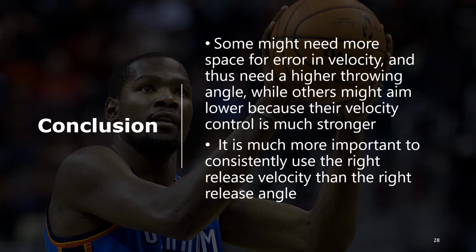The biggest thing that we learned from this is the relationship between velocity and release angle. The worse control of speed that a person has, the greater the throw angle that they need. And then vice versa, the better control of speed they have, the lower the angle they can afford to shoot at.